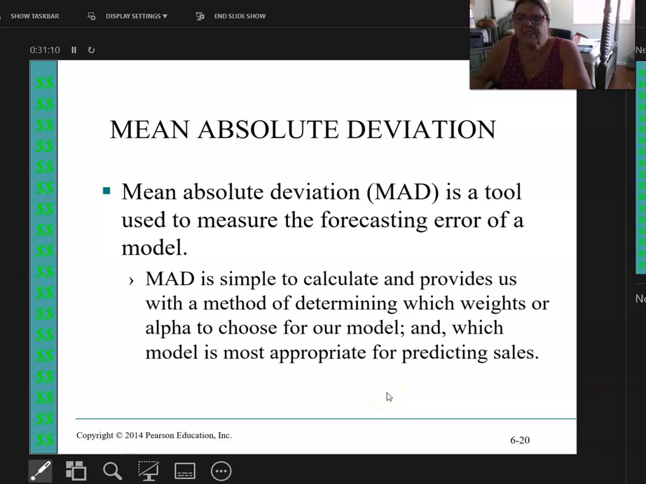Still in chapter 6, and now we're going to look at what we call the MAD, the mean absolute deviation. It's a way of measuring errors in a model, okay? And that's just really what it is. So let's take a look.